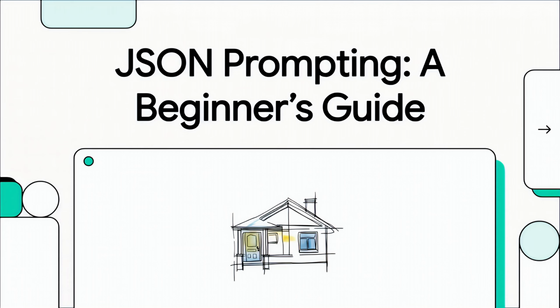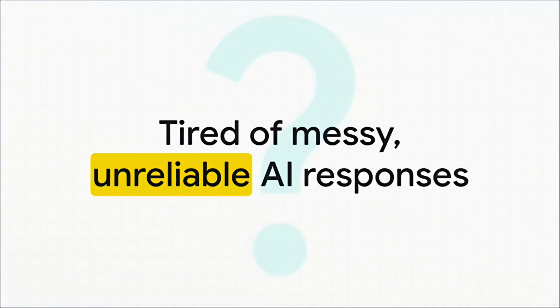If you work with AI, you know that getting clean, usable data can be a real challenge. So in this explainer, we're going to unlock the secret to writing prompts that deliver perfectly structured JSON pretty much every single time. You know the feeling, right?